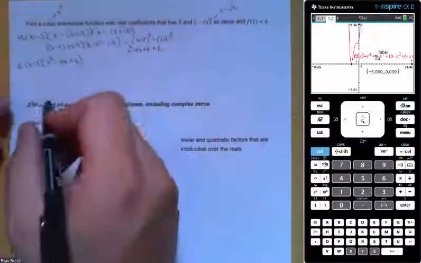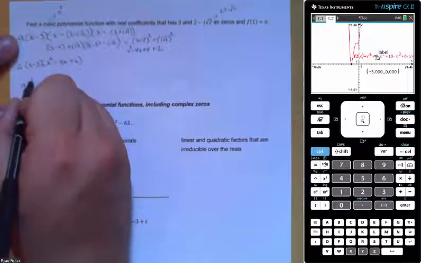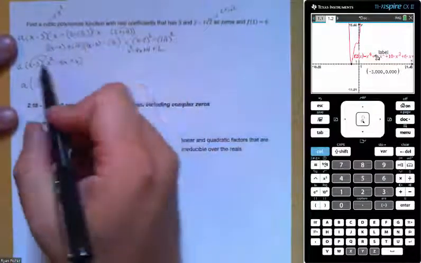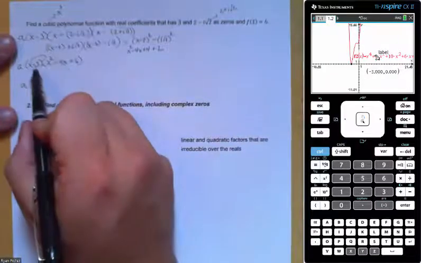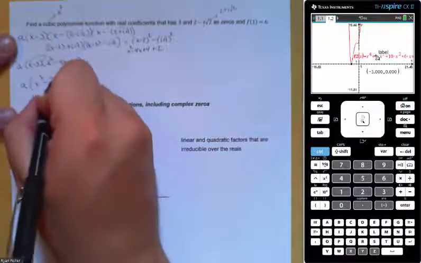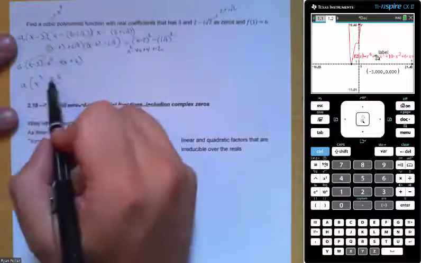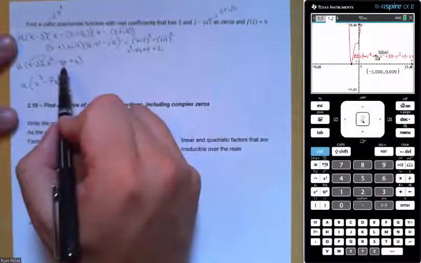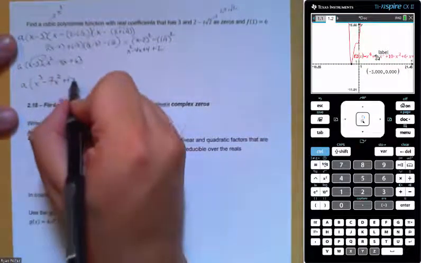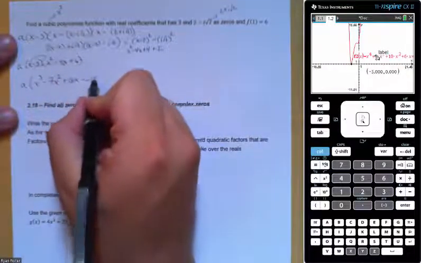And lastly, I'm going to multiply these two terms out. x times x squared is x cubed. The x squared terms I'm going to get by x times minus 4x, and then negative 3 times x squared, so minus 4 minus 3 is minus 7x squared. The linear terms I'm going to get by x times 6, and negative 3 times negative 4x, so 6 plus 12x is 18x. And then the constant term is negative 3 times 6, which is minus 18.